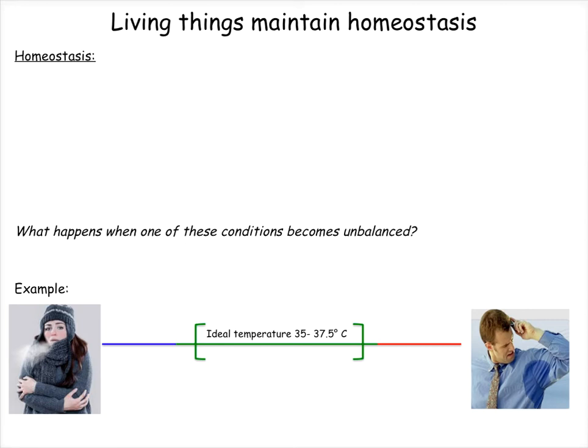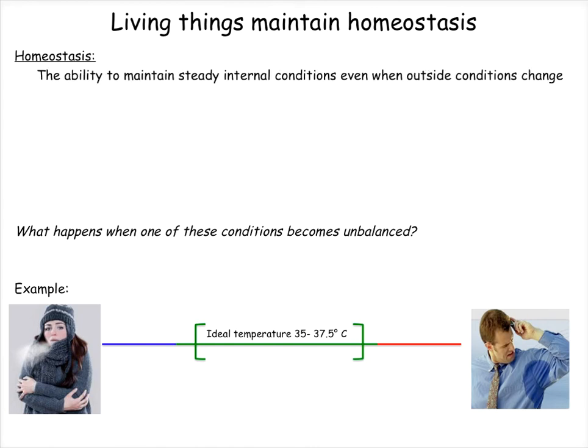The fifth characteristic of living things is that they maintain homeostasis. Homeostasis is the ability to maintain steady internal conditions even when outside conditions change. Our Earth is a dynamic place, and the environments that organisms live in are constantly changing. Temperature, rainfall, nutrient availability, and many other factors vary from day to day, and even over shorter times from minute to minute.